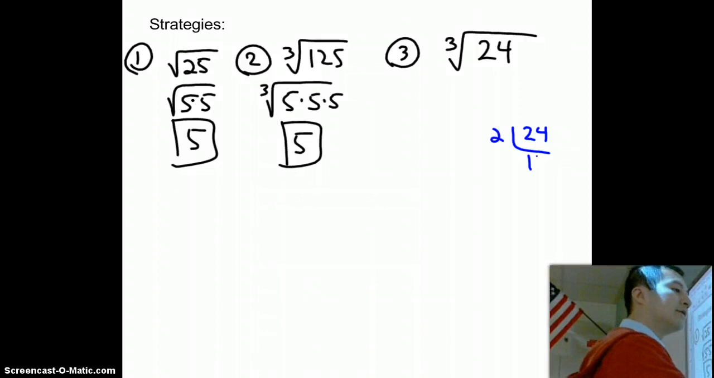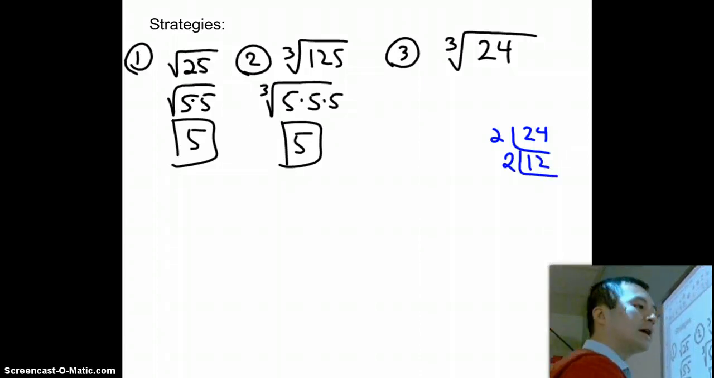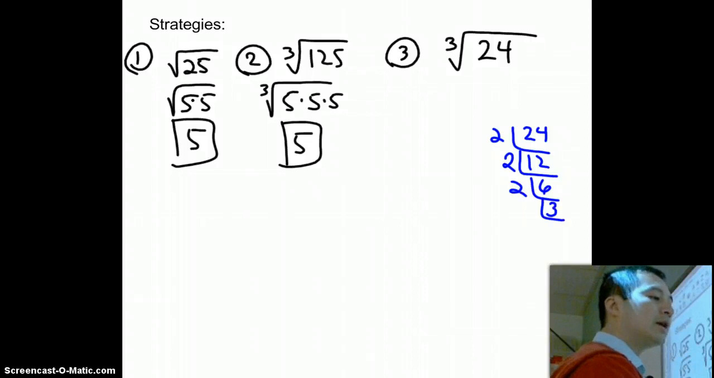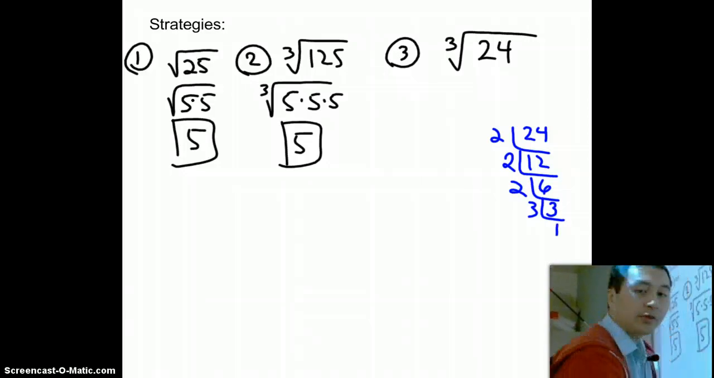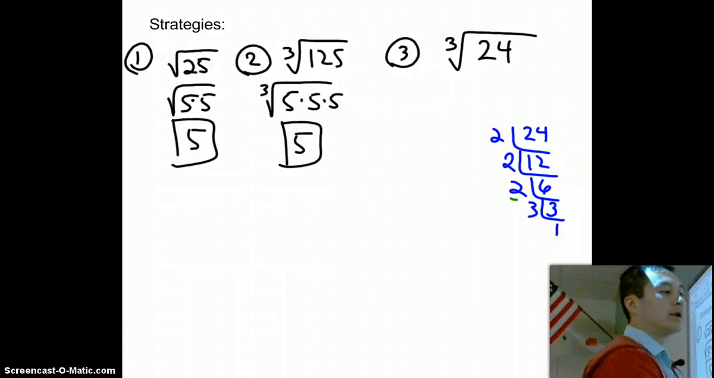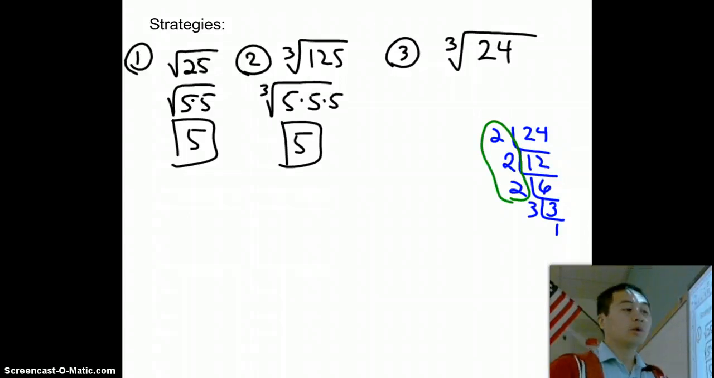2 goes into 24, leaving 12. 2 again, 2 goes into 12, leaving 6. 2 again, leaving 3. 3, leaving 1. You take a look, we're looking at 3 of a kind. There's 1, 2, 3 2s. With the 3 left over, that's why we couldn't find a perfect number that matches that.